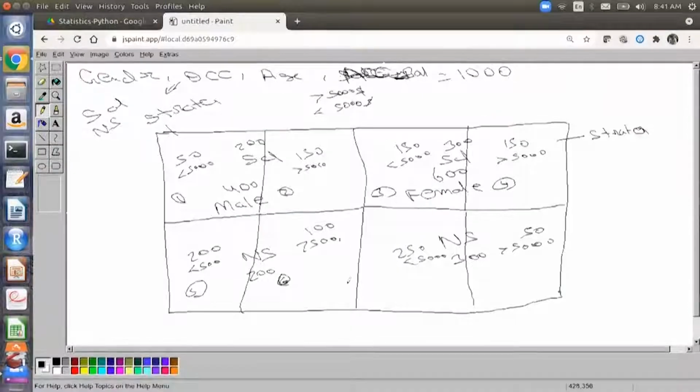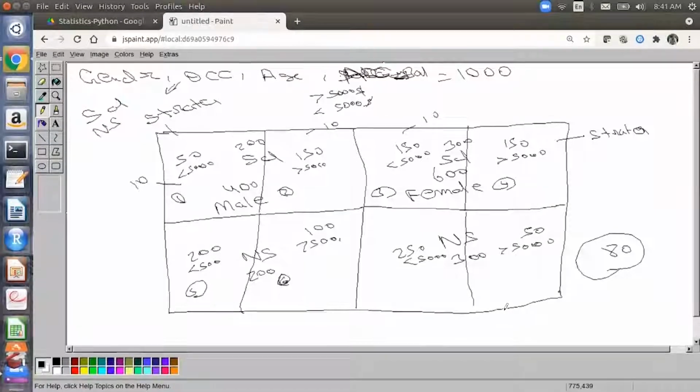Yes, sir. Now how many strata are there? 8 strata, right? So now what we will be doing, we will be collecting 10 samples from each stratum. And then finally I will have 80 observations available. Now what are the advantages and disadvantages you can tell me of stratified sampling?